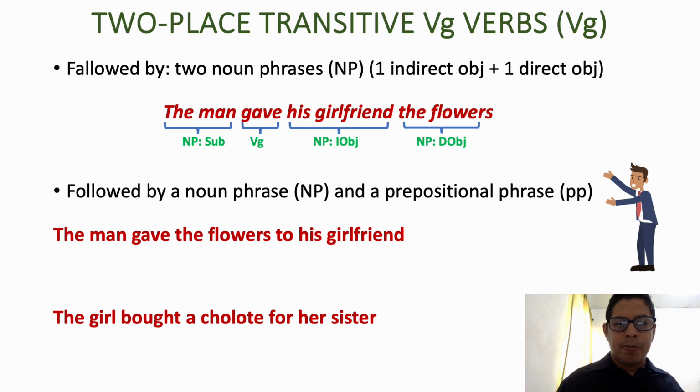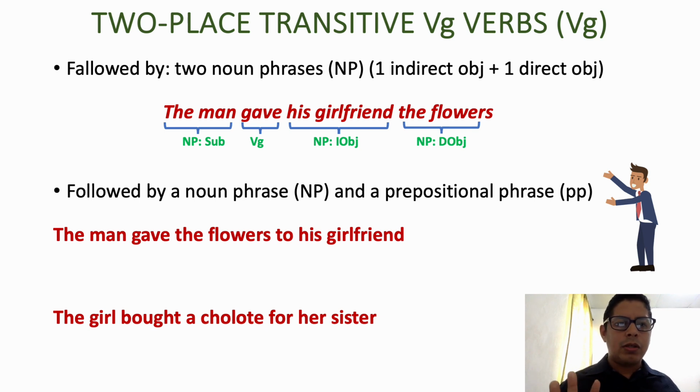If you pay attention, in here we have a noun phrase and another noun phrase. However, they are not functioning similarly, because his girlfriend is a noun phrase functioning as an indirect object. However, the flowers is a noun phrase functioning as the direct object. So I can say the man gave the flowers. So the flowers is the direct object. But we need to know who this man gave the flowers to. In this case, I would say his girlfriend. Okay? It can also be followed by a noun phrase and a prepositional phrase.